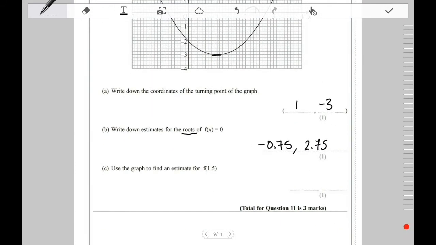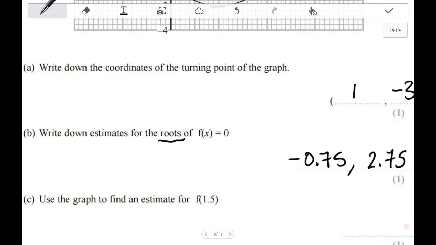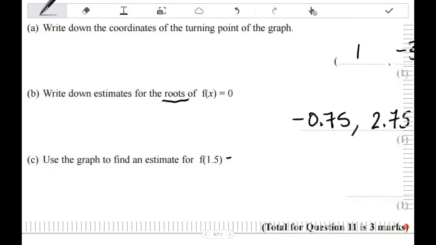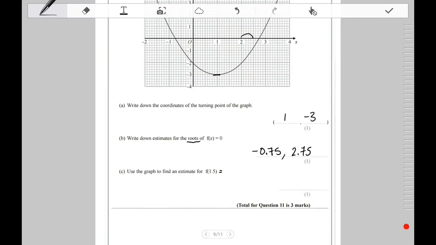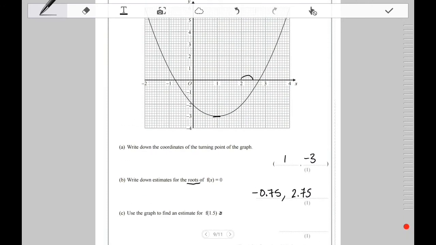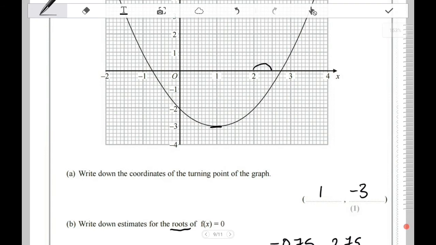Okay. Use the graph to find an estimate for f of 1.5. So in this case, they're saying, well, what does y equal when I plug in 1.5 for x? That's literally what it's asking here. When x is 1.5, what is y? That's the question. And notice there's only one answer. That's because 1.5 is here, and it crosses literally there.